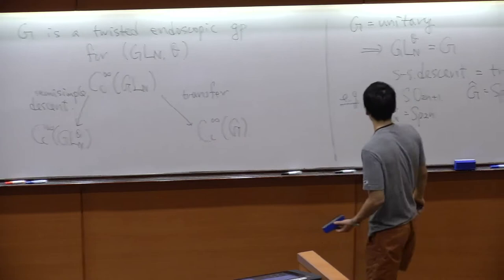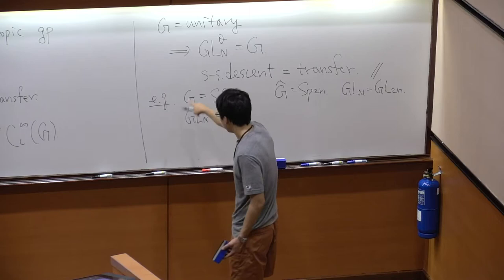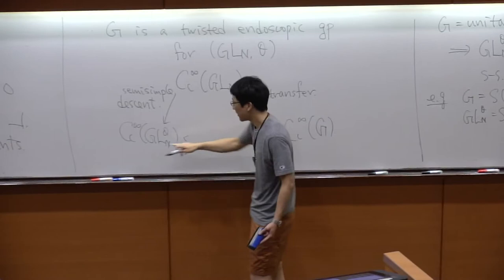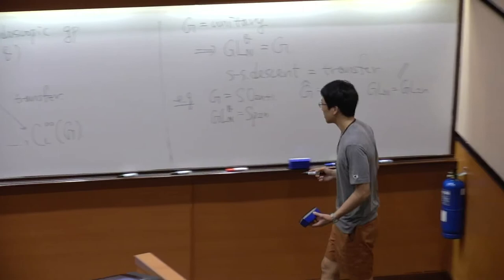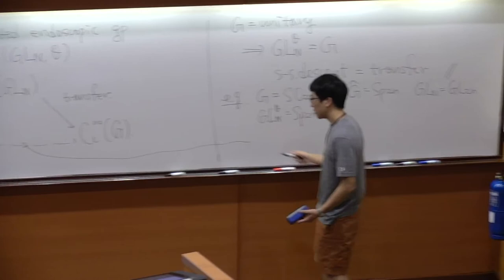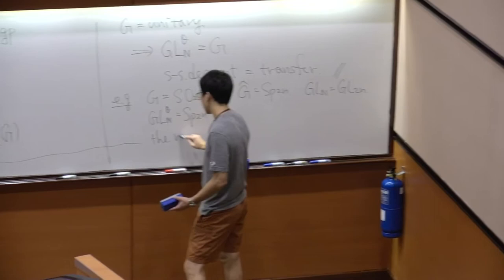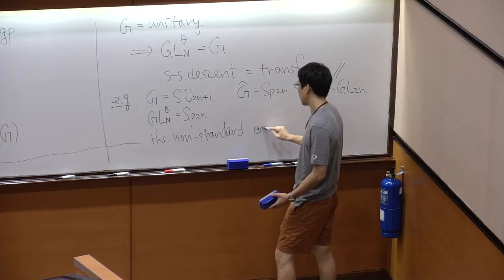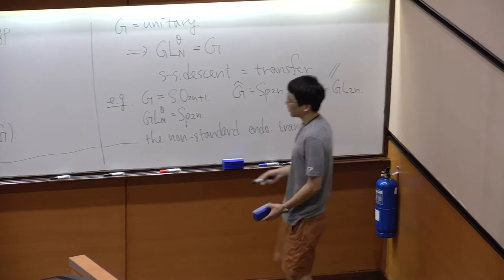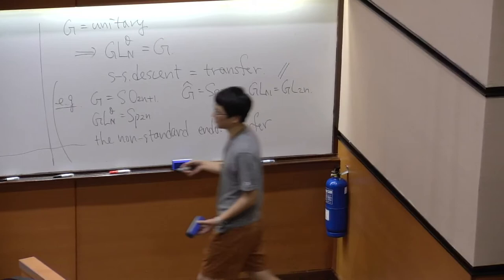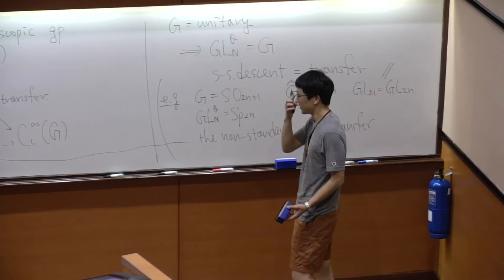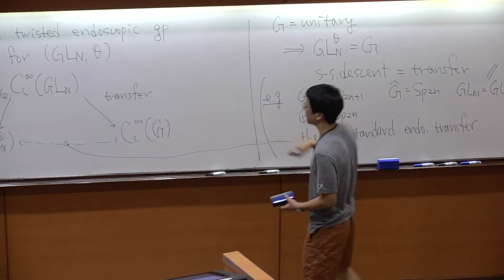In this situation, the corresponding operation relating these test functions to these test functions is called the non-standard endoscopic transfer. So in this case, the relation between these two sets is called the non-standard endoscopic transfer. And I think the difficulty of describing the non-standard endoscopic transfer is not so different from that for transfer. So in the case of other classical groups, the essential difficulty still remains. But anyway, for unitary groups, we can prove in this way.